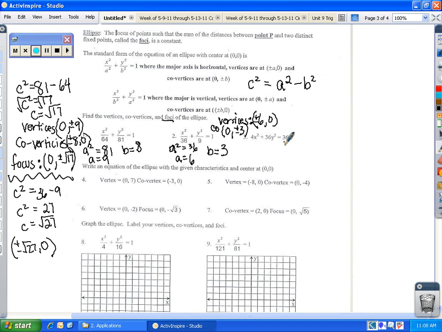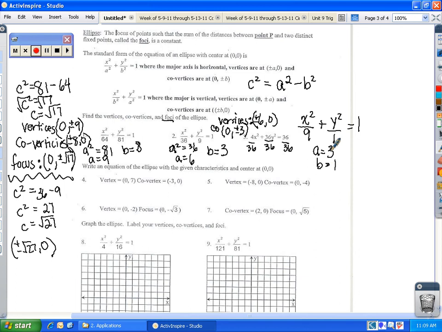For number 3, the first thing I have to do is get the equation equal to 1. So I'm going to divide everything by 36. And I'm going to be left with the form of the equation x squared over, simplify 4 over 36. When I simplify 4 over 36, I'm left with 9. So x squared over 9. 36 divided by 36 is 1, so that's just y squared over 1 equals 1. So therefore I look for the bigger number. The bigger number is 9. So therefore a is equal to the square root of 9, which is 3. And b is equal to the square root of the other denominator, which is 1.